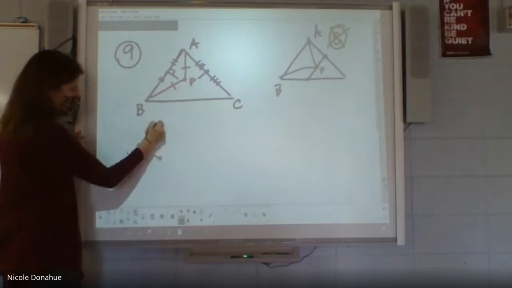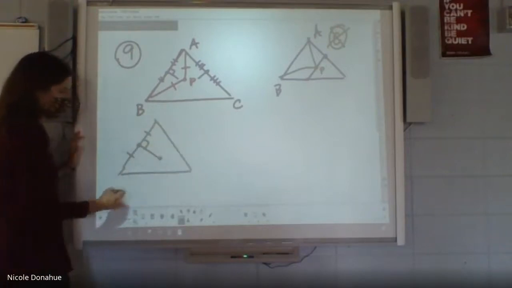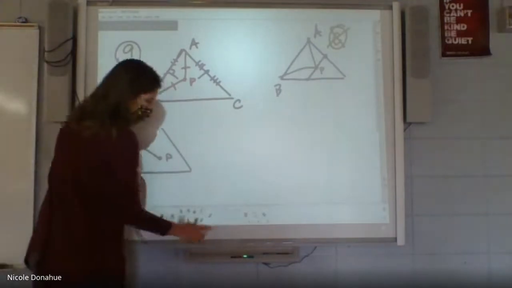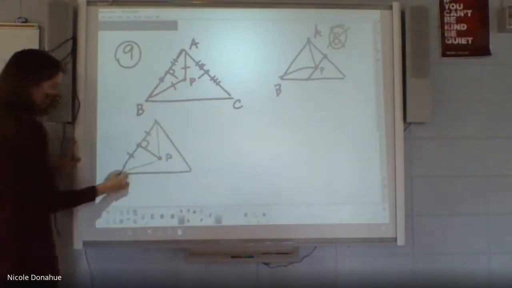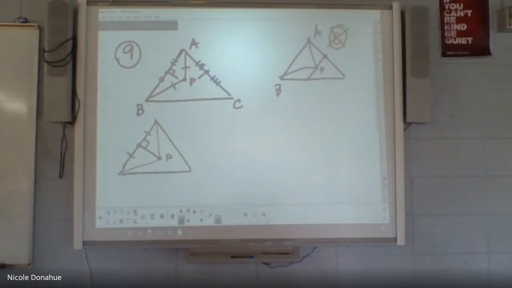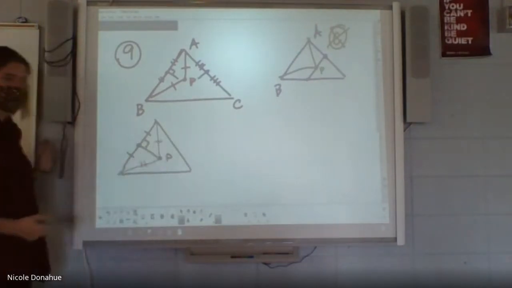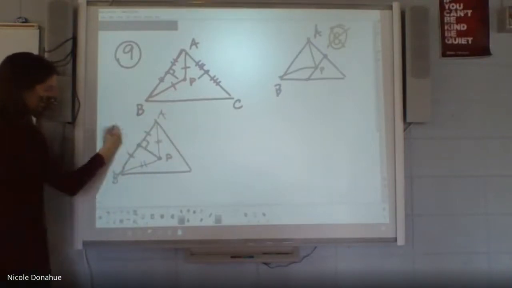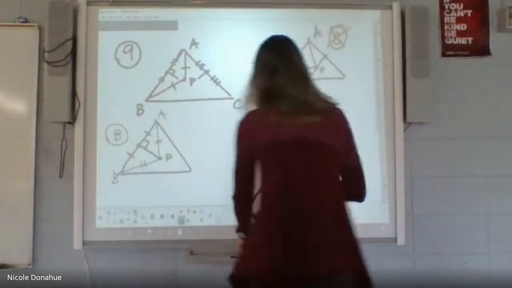This is a tough question as I'm writing it. So if this is point P, if it's on the perpendicular bisector, basically we have 2 equal angles here. So these two have to be the same for AB. So I think it is choice B. And then D we can throw out.